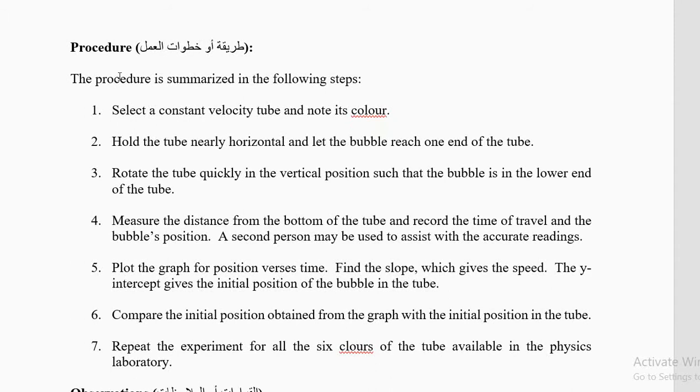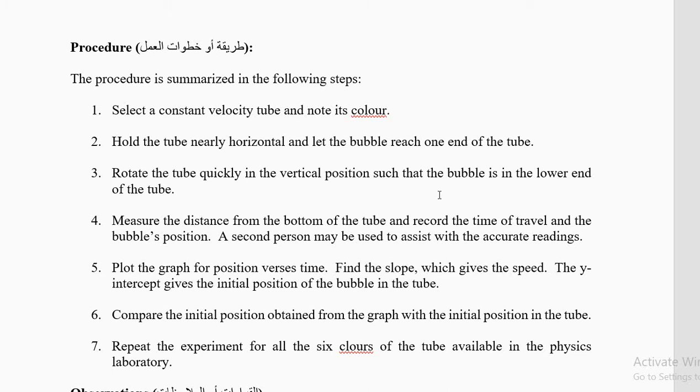Now, the procedure is listed in the following steps. Select a constant velocity tube and note its color. First thing which you will do is pick one of the tubes and note down the color. Hold the tube nearly horizontal and let the bubble reach one end of the tube. See, when you hold the tube slightly different from the horizontal, that bubble will move to one end.